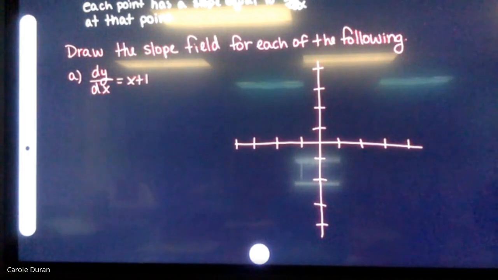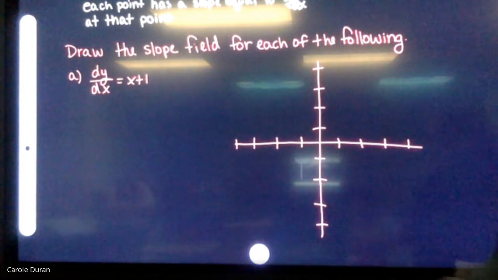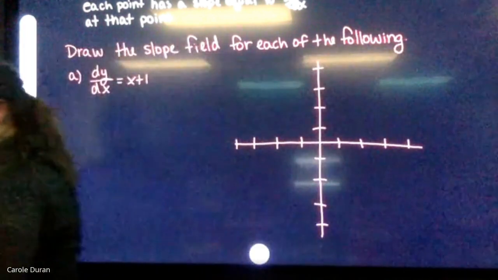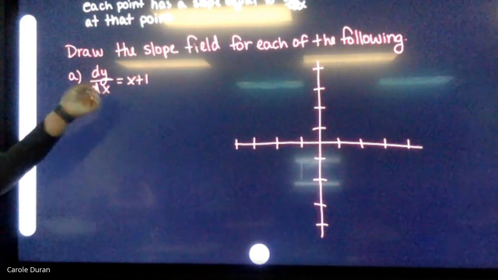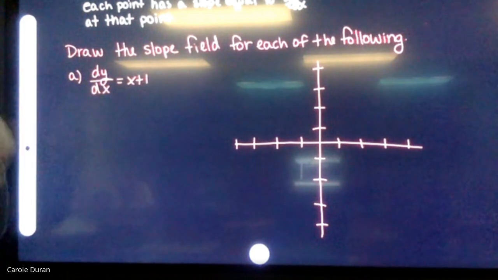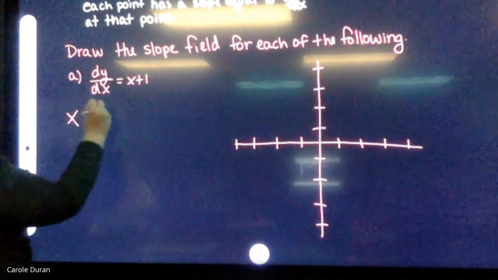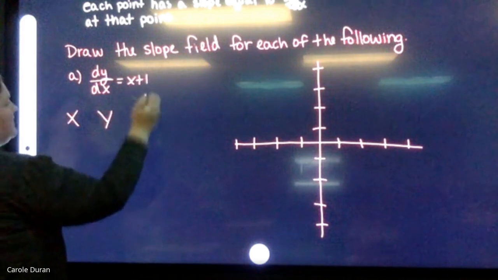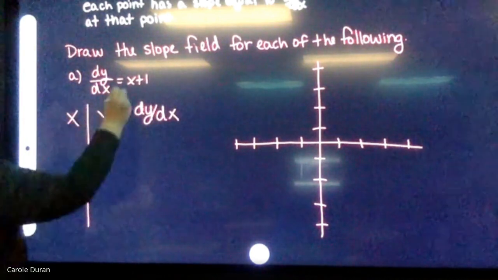You can make a table if you want to, but I find it easier just to do the computations at the given points. We'll start with the table, and then as we get more comfortable with it, move into that. The good news here is that I have no y value present in this derivative function. So all of my slopes are going to be dictated by the x values, which means it's going to go a whole lot faster. When I'm doing my table, my y column is going to be left empty, because there are no y's to consider.